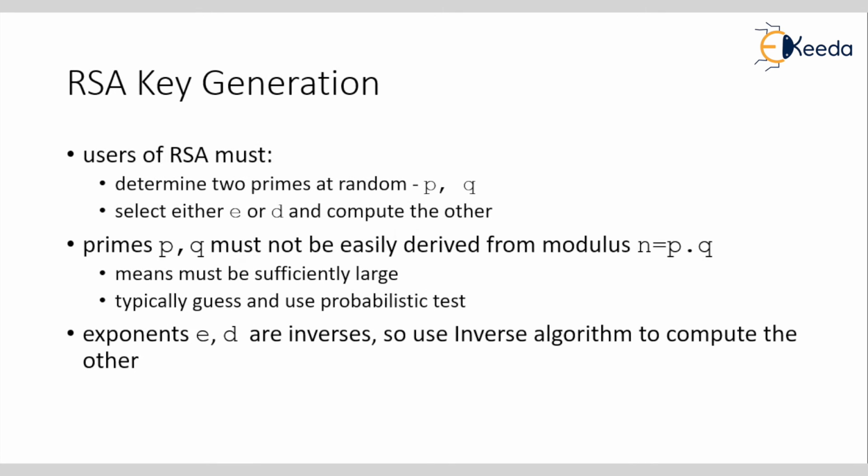How are the keys generated? Users of RSA must determine the two primes at random, that is p and q. Then, by selecting the value of e, d is computed.